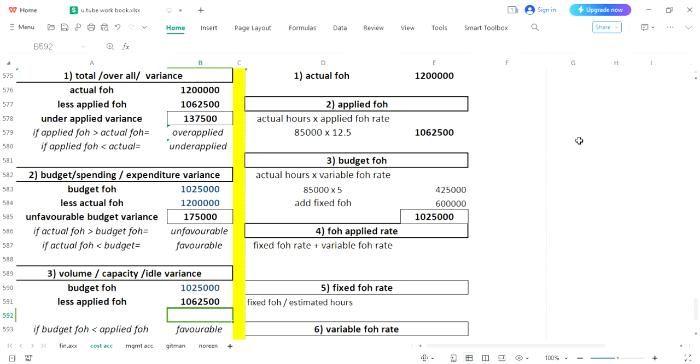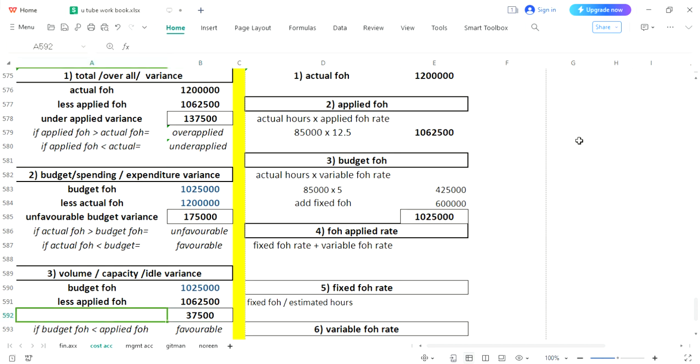Finally, we will calculate the variance, which would be the difference between budget and applied FH. Our applied FH was 10,62,500. To calculate the difference, we will subtract budget FH, which is 10,25,000. So we have got our third variance, which is volume or capacity variance.